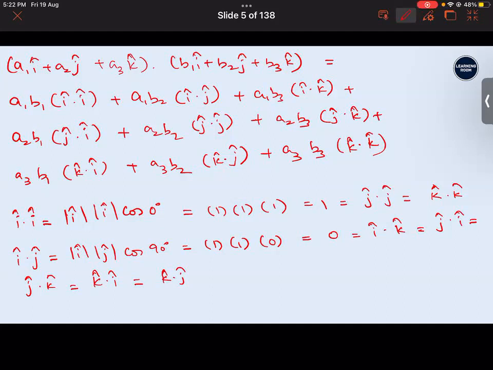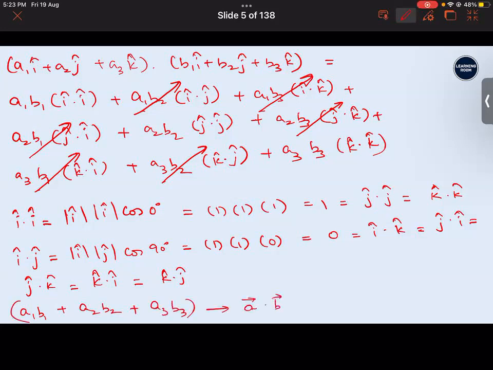Now what all will get cancelled? So out of the 9 terms, 1, 2, 3, 4, 5 and 6 will get cancelled. So what is that you're left out with? You're left out with A1 B1 plus A2 B2 plus A3 B3, and this is what is A vector dot B vector. So this will be the final result. I'll tell you how to handle it. Before that, make a note of this.